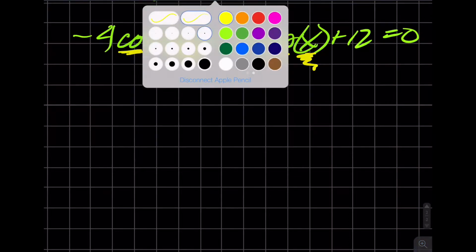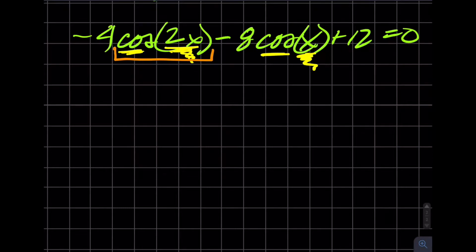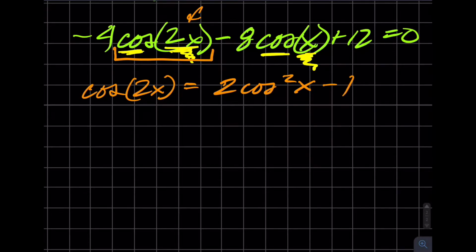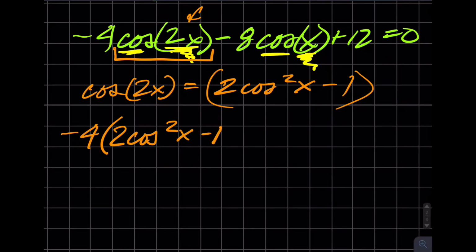So we're going to use an identity, and that's why these solving equations are at the end of the identity unit. We're going to use an identity to convert that cosine 2x into something else so that we can just have an argument of x. And so the identity we want to use is cosine of 2x is equal to 2 cosine squared x minus 1. And if I substitute that in for cosine 2x, we get this, negative 4 times, oh, excuse me, I'm trying to look ahead here, 2 cosine squared x minus 1, close parentheses, minus, and then just copy the rest of it down.